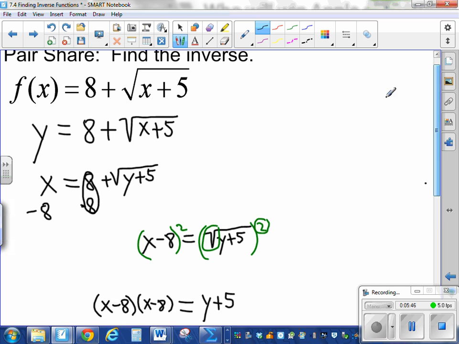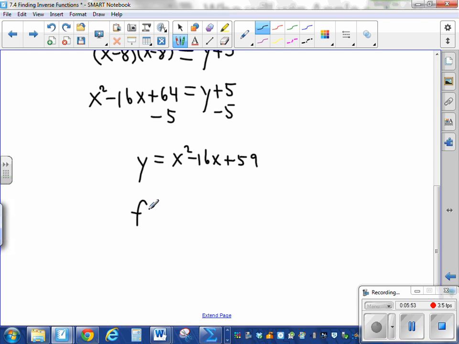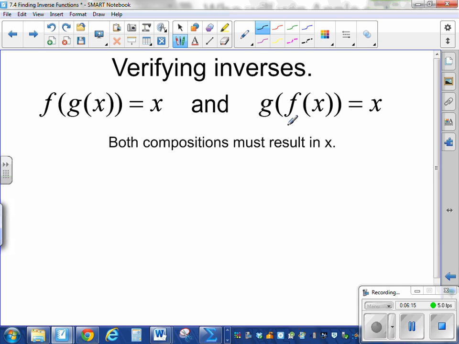Do keep in mind though that it started off as an f of x function. So you do need to put f inverse of x equals x squared minus 16x plus 59. So if you guys have problems with any of the steps that I did here, please note the time on the recording, and then we'll go through it in class tomorrow.